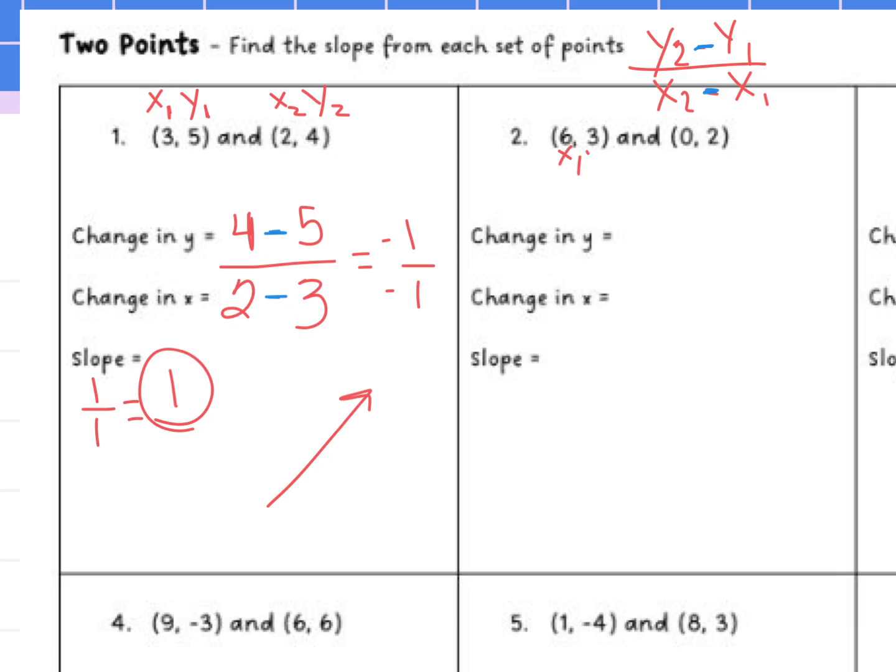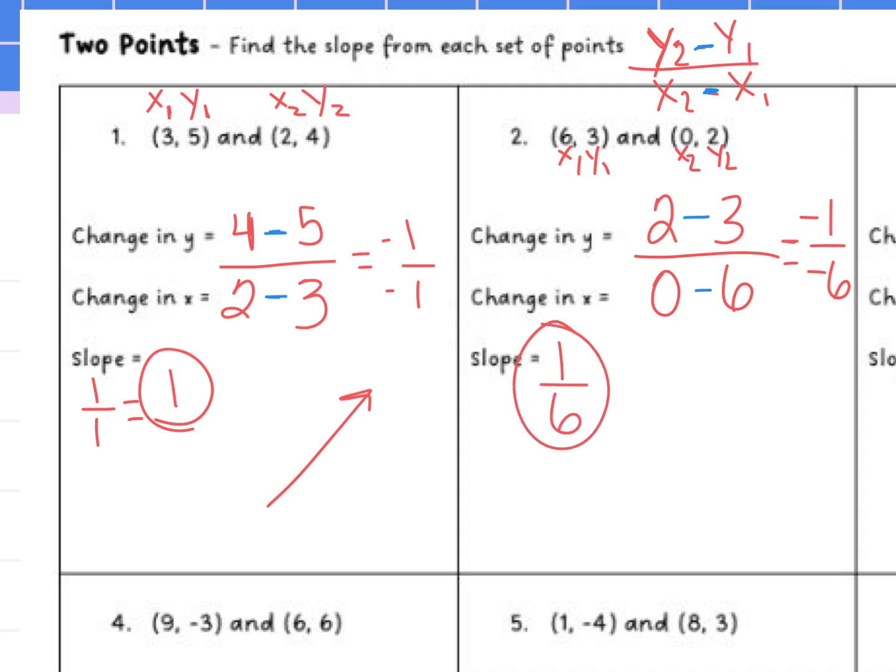Let's label this one. I have x1, y1, those are just my first set. This is my second set, x2, y2. Again, we're just plugging that into our formula up here. So y2 is 2. I have a minus from my formula, and then y1 is 3. x2 is 0, minus from my formula, x1 is 6, and now you can use your calculator. When we put this in the calculator, we actually get negative 1 over negative 6, but the calculator will simplify it to that positive for us.